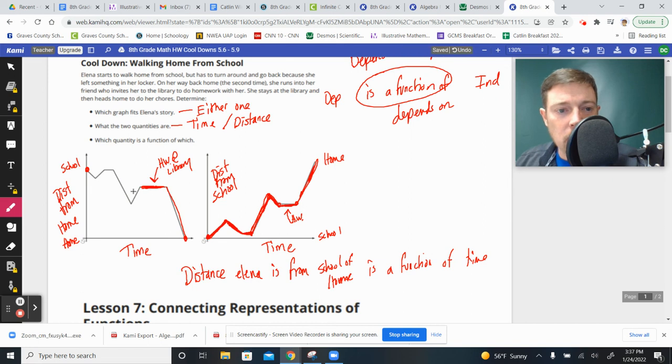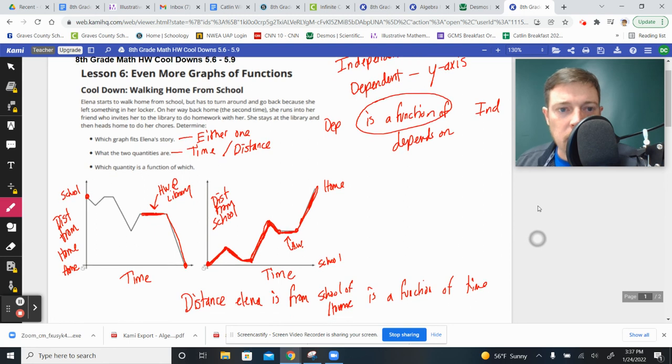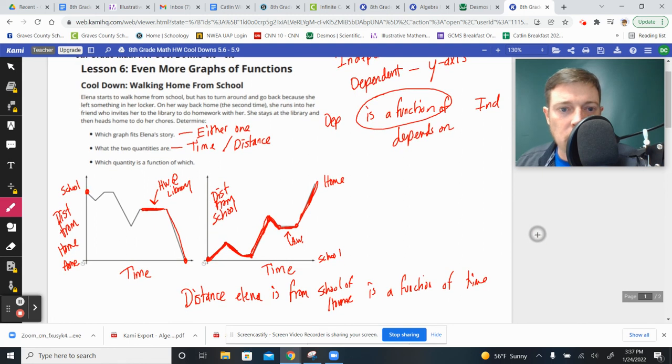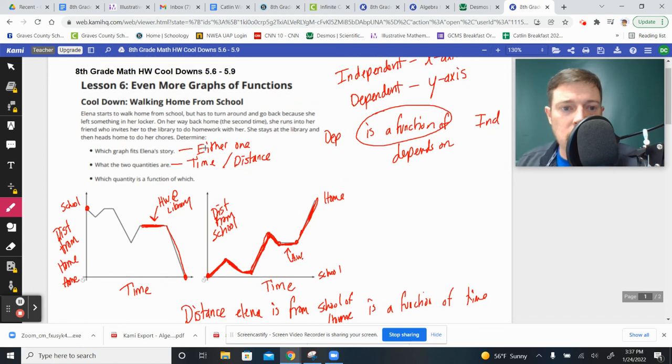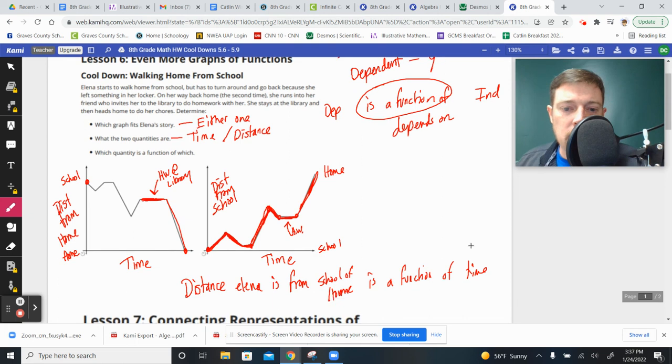They kind of invert each other. It's just one is a distance from the school, and one is a distance from home. It's just a point of view, a perspective thing, like we saw with the dog example at the beginning of the lesson today. So it kind of took a little while to get through that, but either one works. Time and distance are your quantities, and the distance that they are from school or home is a function of time, is the sentence that we can write about which is a function of which.